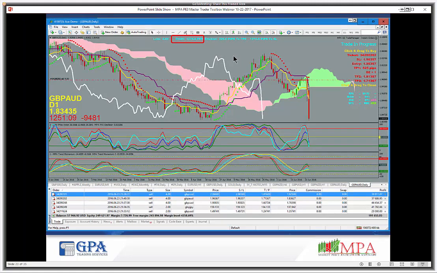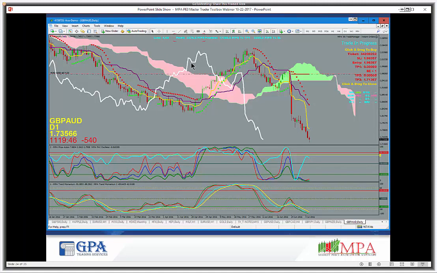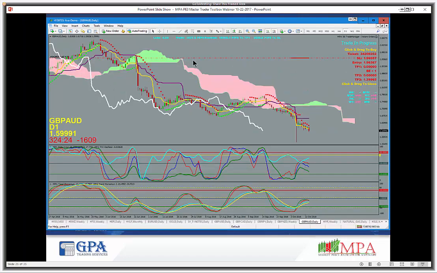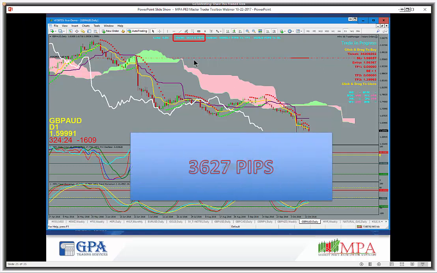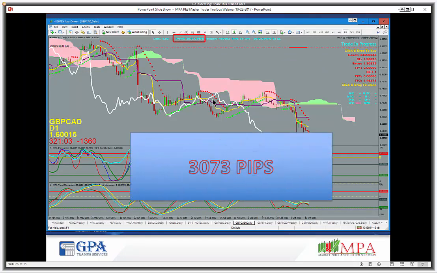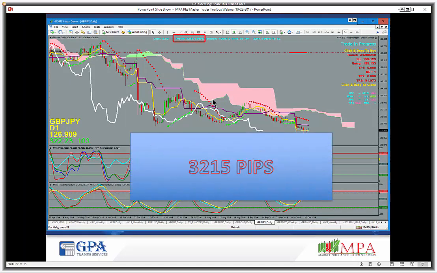It kept going and kept growing to 1,274. And it didn't stop there because the time frames were still aligned. It went on to 2,070 pips, 2,270 pips, and that wasn't finished. So we decided to let it keep running, and we went up to 3,627 pips. All because the higher time frames were cycling and our signs and symptoms continued to manifest. Let the trade run. Here's an example of the pound cat, 3,073 pips. Pound yen, same scenario, 3,215 pips.